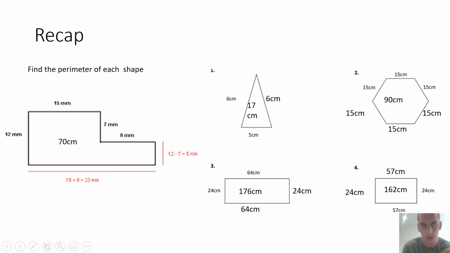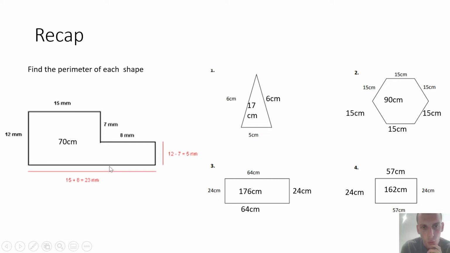64 plus 64 plus 24 plus 24 equals 176. Now, this one was slightly more difficult because you were given this side, this side, this side, and this side. But you weren't given this side, you weren't given this side. And we can't just copy this because this is 15 millimeters.